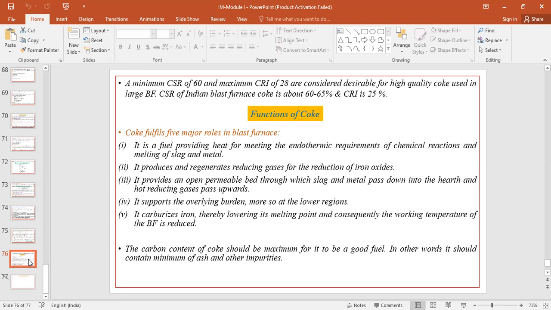So this is all about the first module. In the next class, we will discuss module number 2, which covers the other raw materials and their preparation. Thank you.